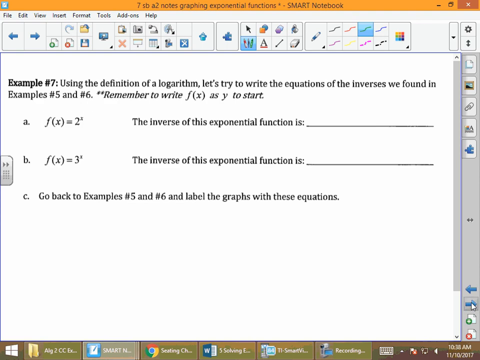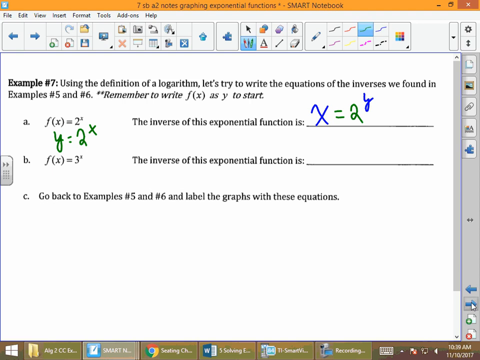Number 7. So how does that really work? Using the definition of logarithm, let's try to write the equations for inverses that we found in examples number 5 and 6. Remember to write f of x as y to start. So when we start over here, f of x is y equals 2 to the x. Once again, we're going to switch the x and the y. I'm going to write it over here on the line. So x equals 2 to the y. We switched the x and the y.